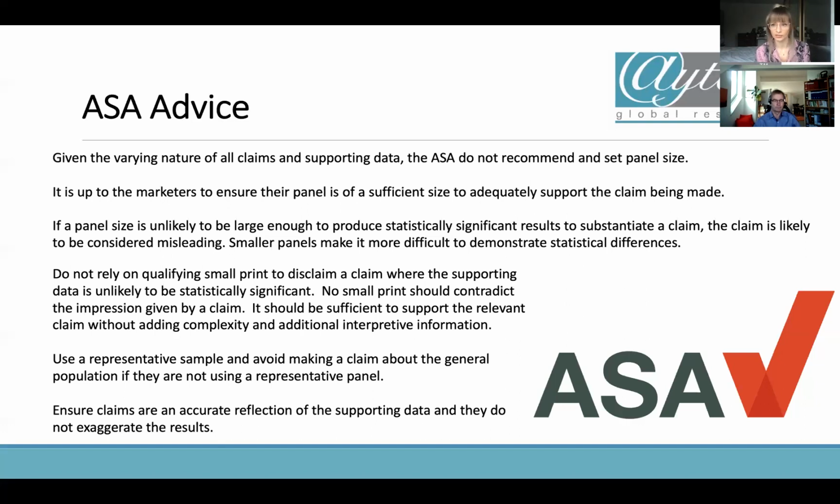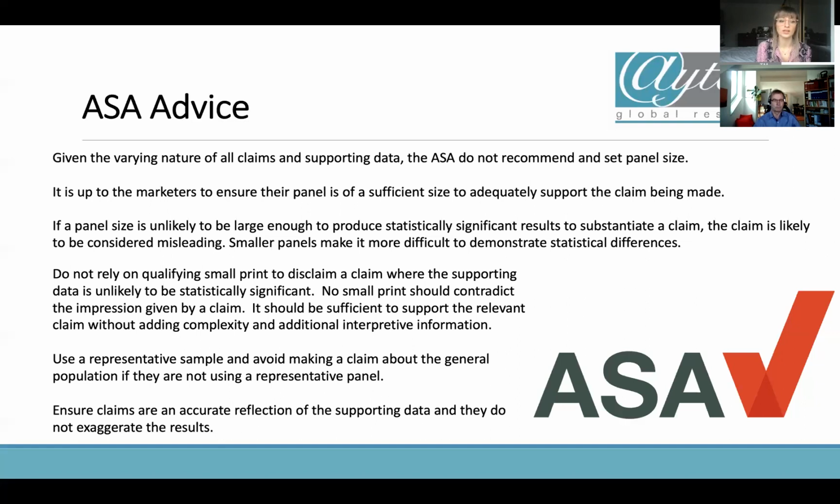And that's what these advertising regulatory bodies are all about. They're making sure you're not misleading the consumers. They're protecting the consumer. So it's really what we're trying to avoid. Obviously, it says smaller panel sizes make it difficult to demonstrate. So smaller, again, not necessarily given a number there, but it gives you an idea that big is better. You shouldn't ever rely on small prints.